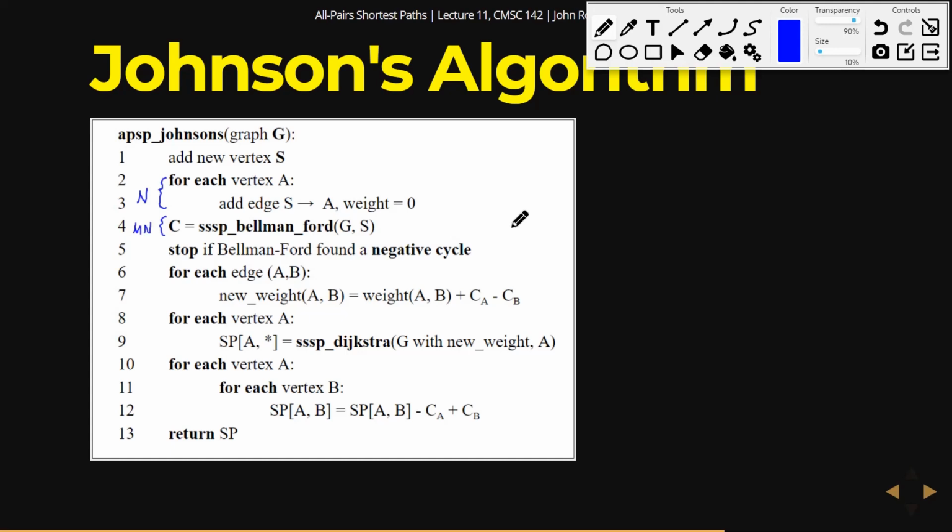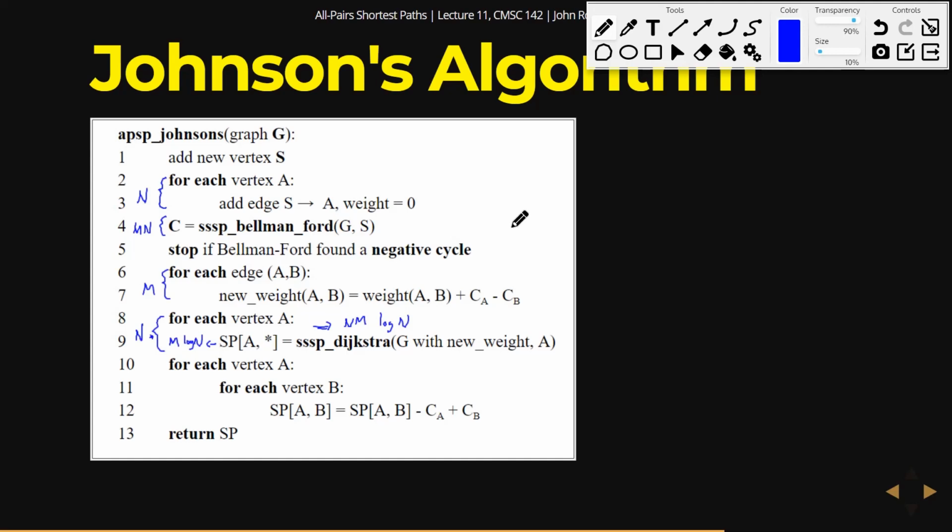Okay, so Bellman-Ford will run in O(mn). And then for each edge, we'll reweight the graph, so this will be in O(m), because it's once per edge. And then this one is for each vertex, so that's n. And then Dijkstra's runs in m log n, right, if you use a heap. So the total of this here is nm log n, because that's n times m log n, right?